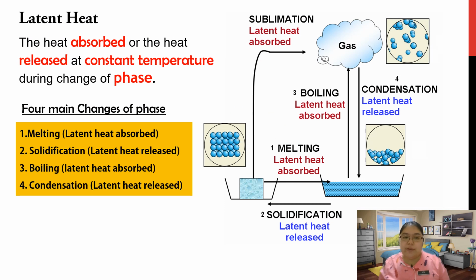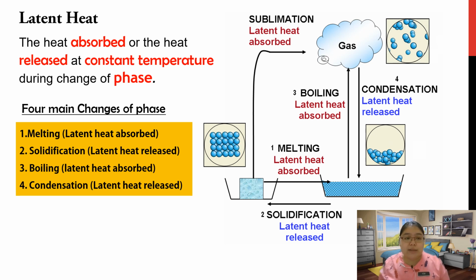Okay, let's see, first one we want to introduce is the latent heat. What is the meaning of latent heat? Latent heat is the heat absorbed and also the heat released at constant temperature during changes of phase. So latent heat means the temperature never changes, but the situation is a change of phase, using heat to absorb and also using heat to release.